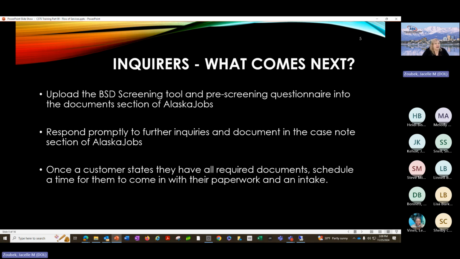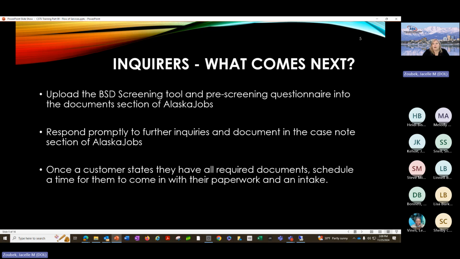Once a customer states they have all their required documents, that's when you want to schedule that time that's just for them to come in wherever possible. I recognize that sometimes people can't physically come in and they might have to send documents, and you might have phone conversations or Zoom or Teams or other ways to communicate. But wherever possible, it's nice to have that person come in person if they can.